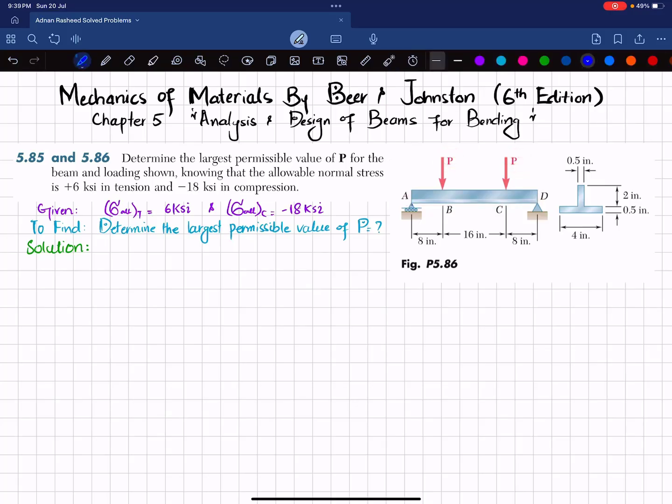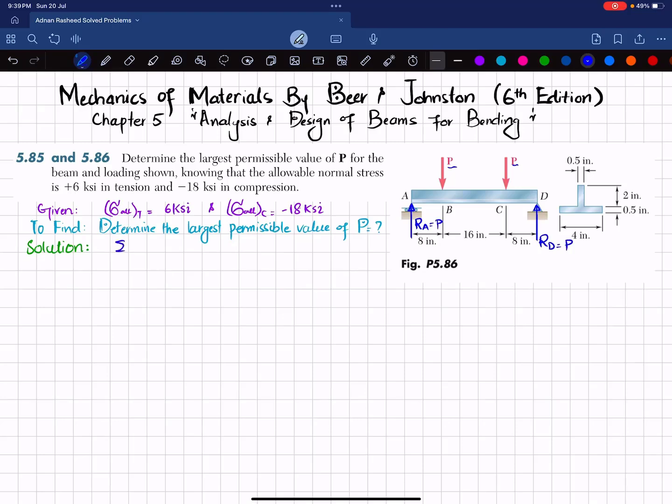So the first step is that if you remove this roller support at point A, we'll have a reaction force which is RA, and if you remove this pin support at point D, you will have a reaction force RD, and you can see these two loads are acting at a distance of 8 inch from either side. So due to symmetry, we can say that RA and RD are equal to P. We will also calculate it.